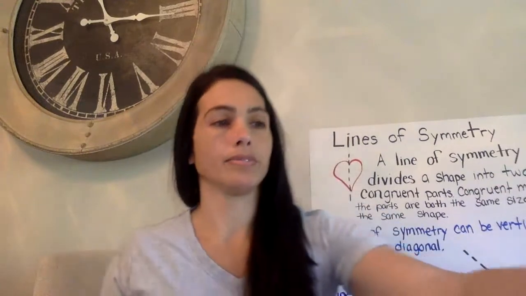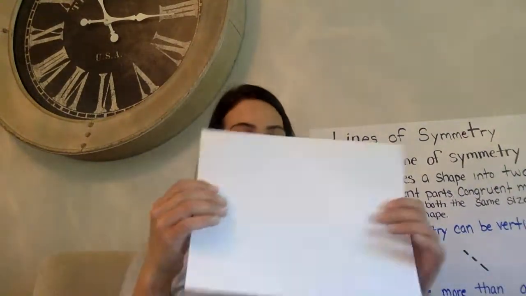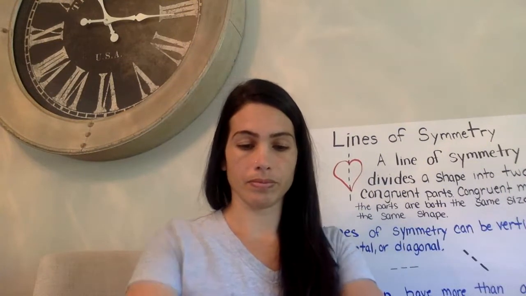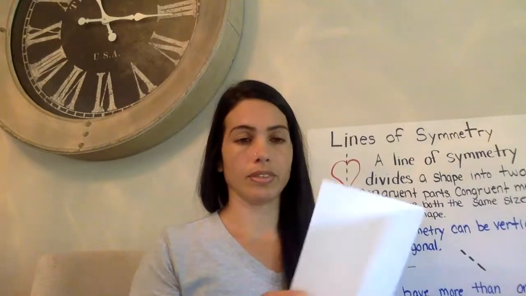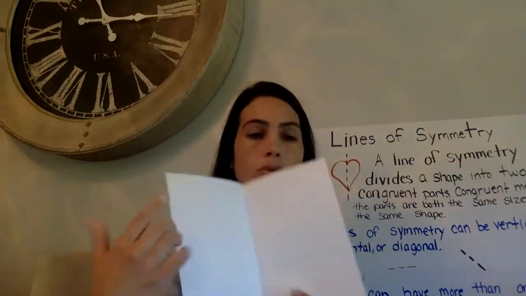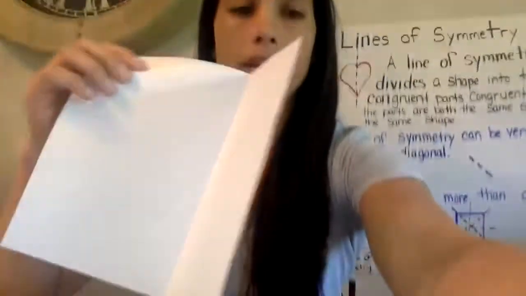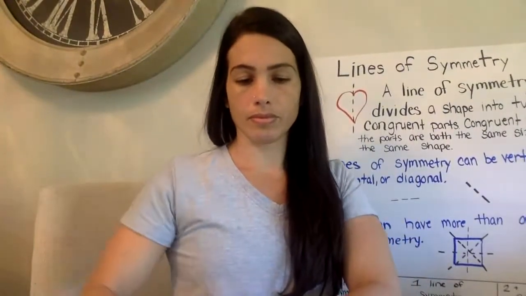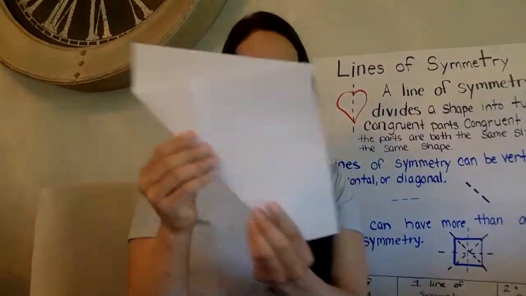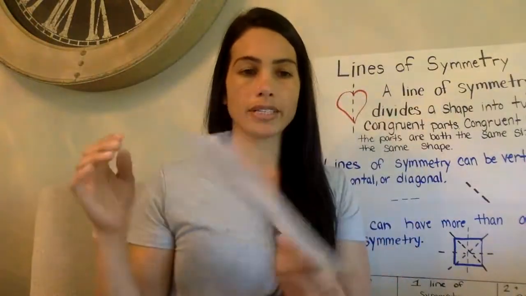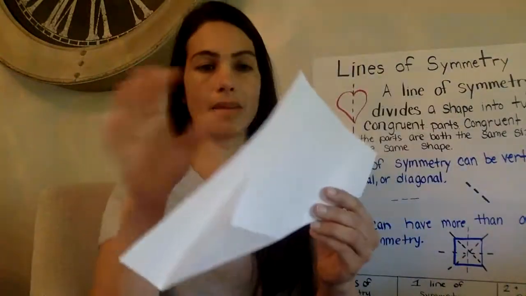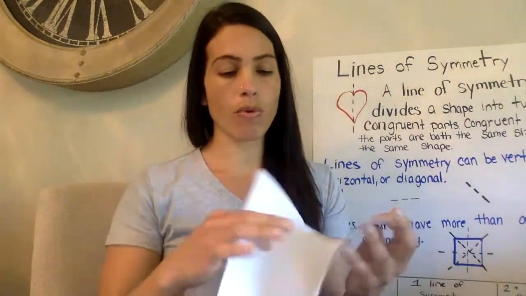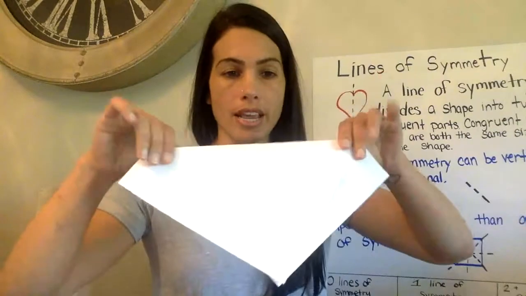So if I had this rectangle, if I fold it in half, it would be the same on both sides. But now if I folded it this way, diagonal, this rectangle, notice how they're not the same. They don't line up. So that is not symmetry because they don't fold up and aren't the same.